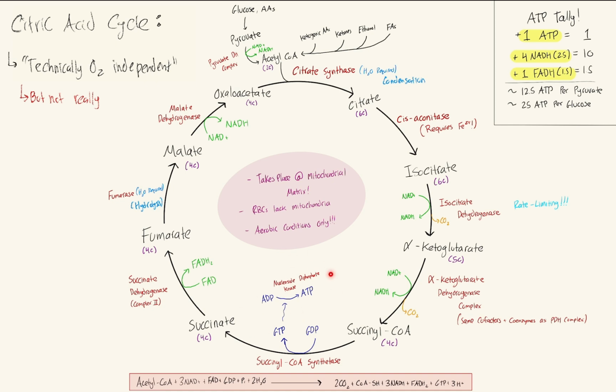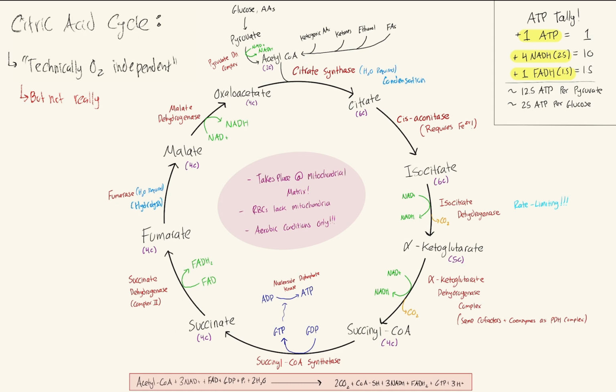The enzyme that does this is nucleoside diphosphate kinase. Just know that the breaking of the coenzyme A results in the release of high energy from the thioester bond, which couples to the phosphorylation of GDP. Succinate will then turn into fumarate through the enzyme succinate dehydrogenase. This is known as complex 2 in the electron transport chain, which we'll talk about real soon.